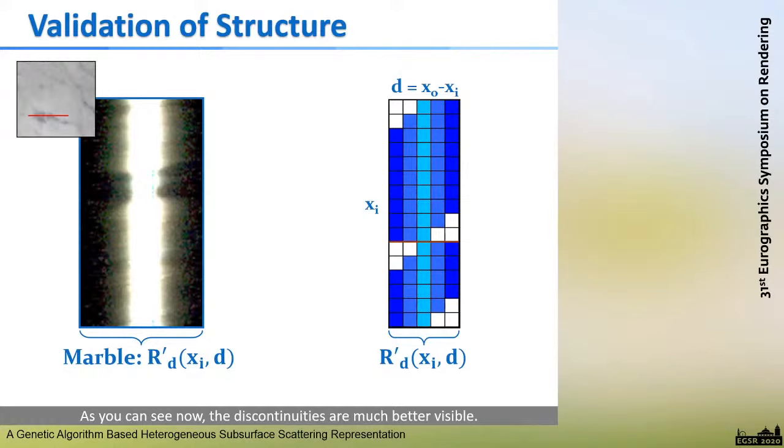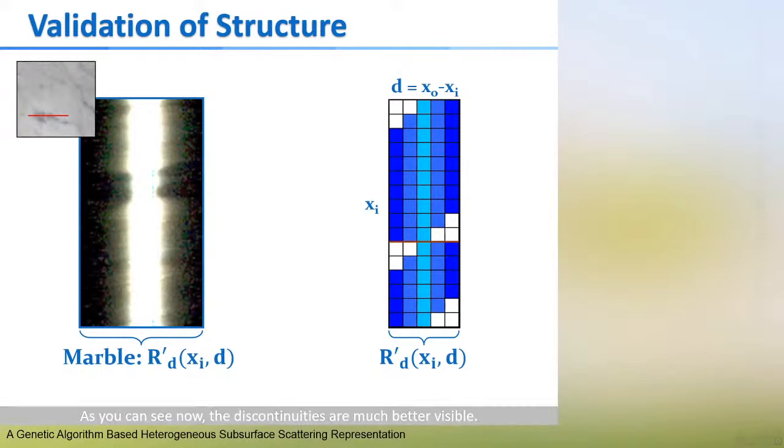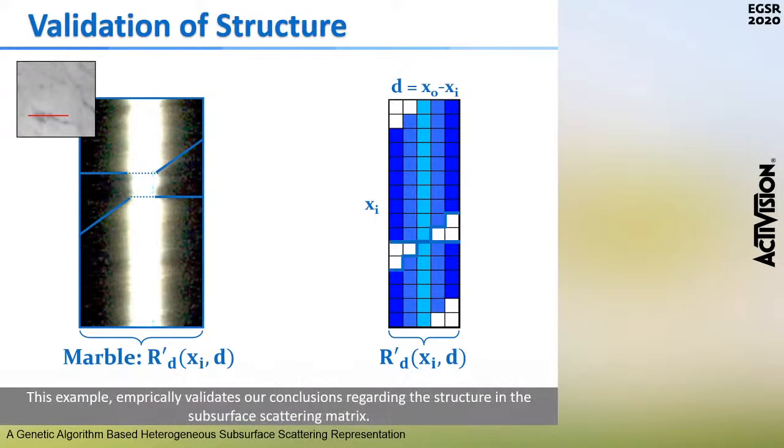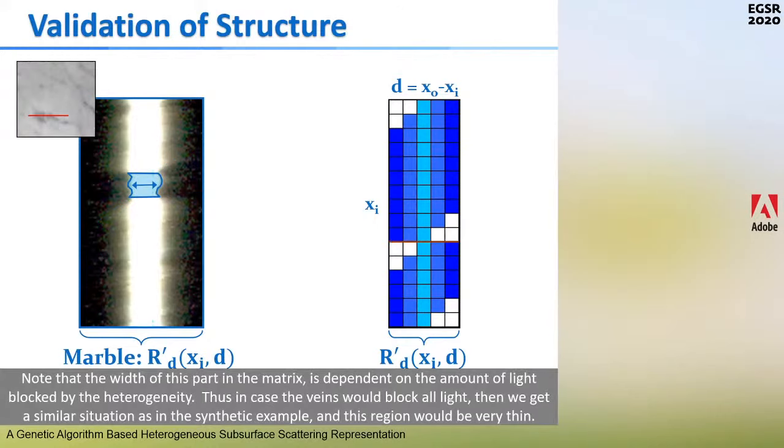As you can see now, discontinuities are much better visible. Another thing to notice is that horizontal and vertical discontinuities have now become horizontal and skew diagonal discontinuities. This is also clearly visible in the reparameterized matrix RD prime of the marble sample. This example empirically validates our conclusions regarding the structure in the subsurface scattering matrix.